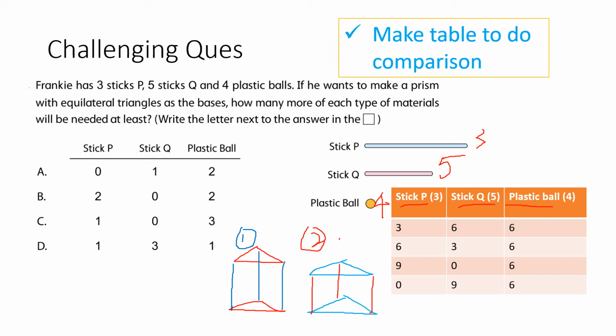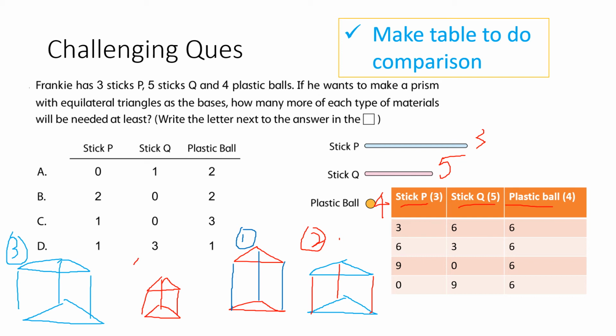And also I can make use of 9, that means all stick P's, to make the triangular prism. That is case 3. And the last one, I make use of all stick Q to make the triangular prism. So this one will be smaller because Q is shorter. So this is case 4.